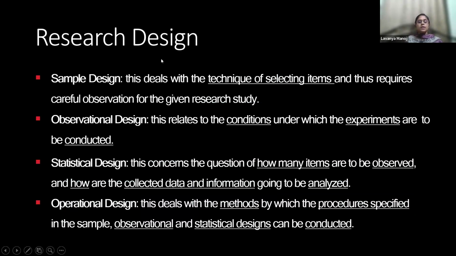The research design is further classified into four different types: sample design, observational design, statistical design, and operational design. So what is a sample design? This topic deals with the technique of selecting the items. What technique are you going to use for selecting the items?